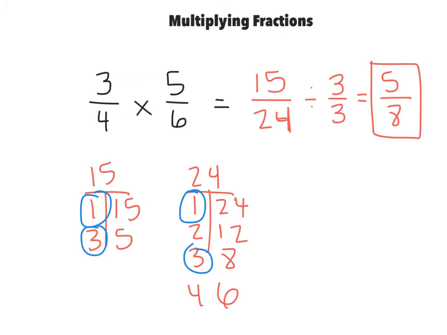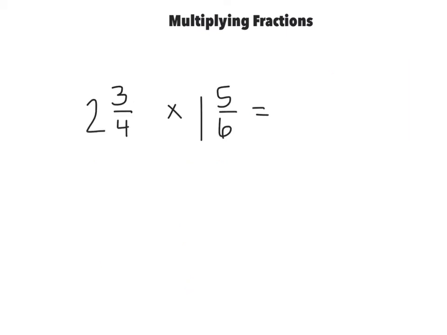Let's try one with a mixed number, which makes it a little trickier. So we have 2 3/4 times 1 5/6. Now you could break this up and do partial products. For instance, I could do 2 times 1 and 2 times 5/6, and do 3/4 times 1 and 3/4 times 5/6, which will get you the same answer as what I'm about to do, but I think what I'm about to do is a little easier. So what I'm going to do is turn these into improper fractions.